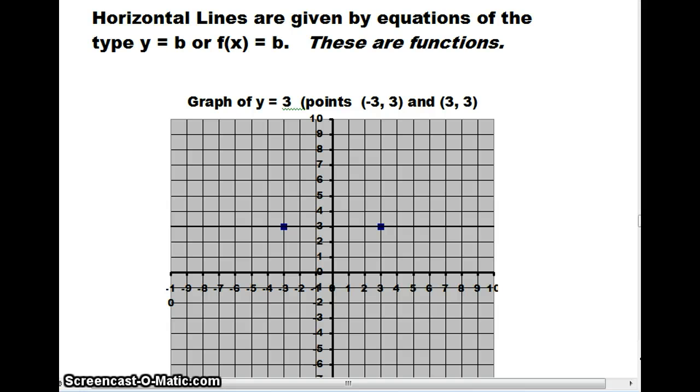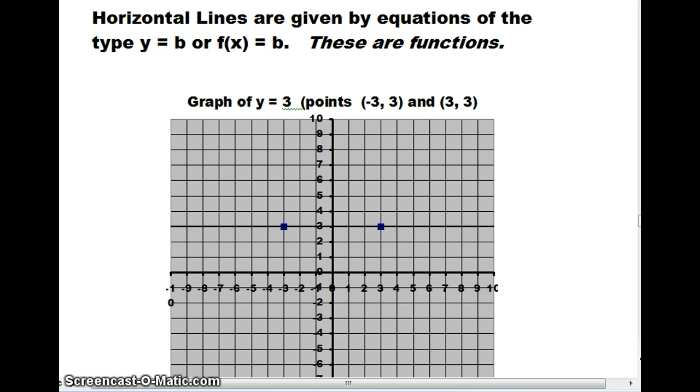So if I wanted to try to graph something like y is equal to 3, what I could do is make a t-bar chart. I know y has to be equal to 3. X isn't mentioned. It can be anything. X could be 0 and y could be 3. X could be negative 3, but y still has to be 3. X could be 3 and y has to be 3. You can see that whatever the point is on it, the value of y must be a 3.